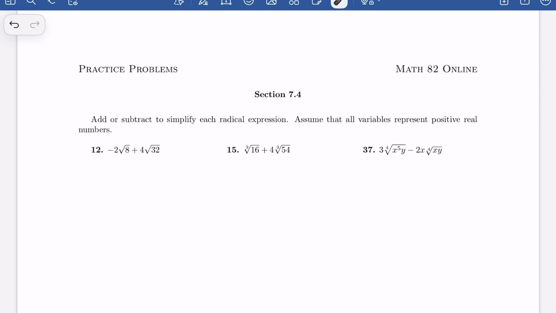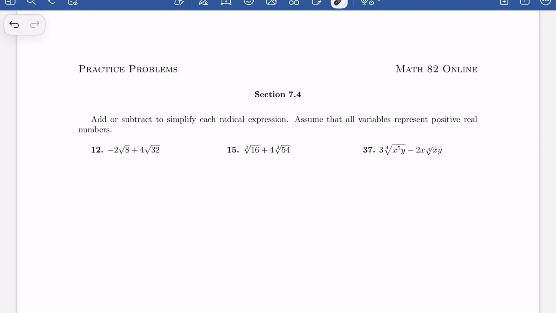Now, we learned in section 7.4 that we can only combine radical expressions that have the same index, so we're looking at the nth root, and the same radicand. Now, the radicand is going to be the value underneath our radical. So for all of these, as you can see, these expressions all have the same index. We have the fourth root, the third root, and the square root. So we're good there, but we can't add or subtract them until we have the same value underneath our radical. That would be the radicand.